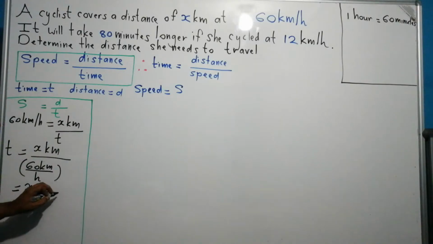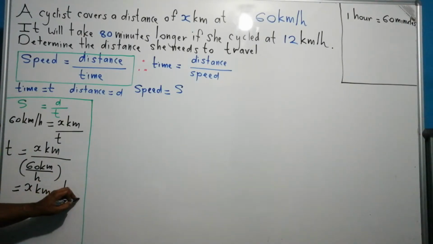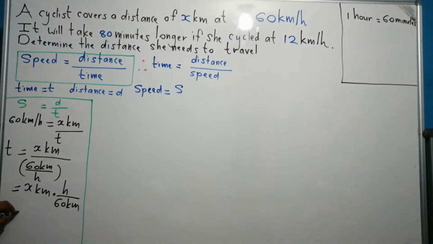So I will be multiplying by 1 hour divided by 60 kilometers. So you can see that kilometers and kilometers will cancel. So you end up with X divided by 60 hours. So that is the time taken. Okay, so we worked out the time in terms of X there. So time is equal to X divided by 60 of an hour.